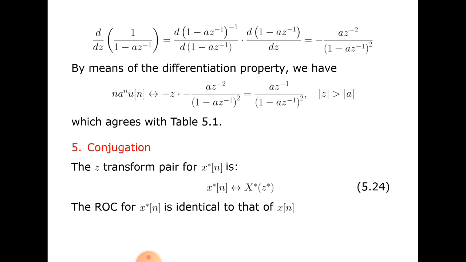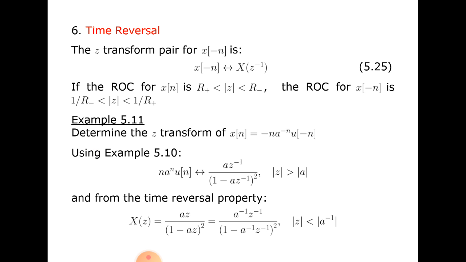Next, the conjugation property. The z transform pair of x*[n], the complex conjugate of x[n], lies between X*(z*), the complex conjugate of X at the complex conjugate of z. So the ROC of x*[n] is identical to that of x[n].